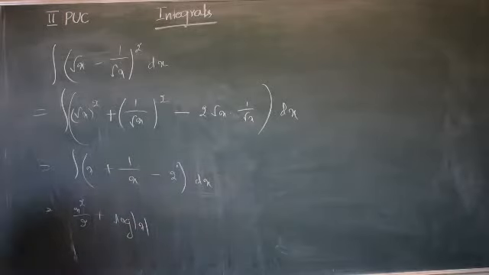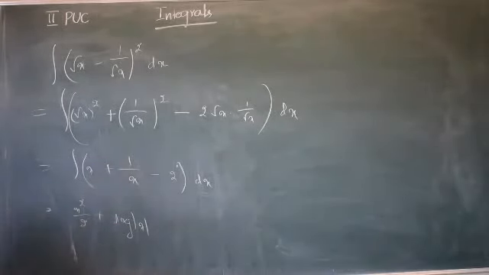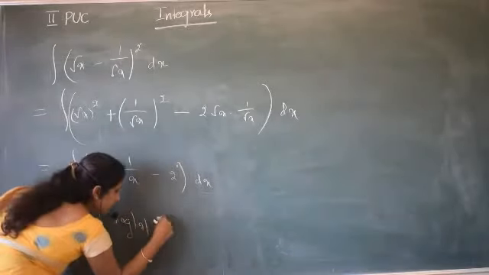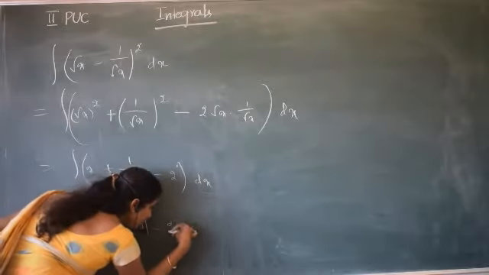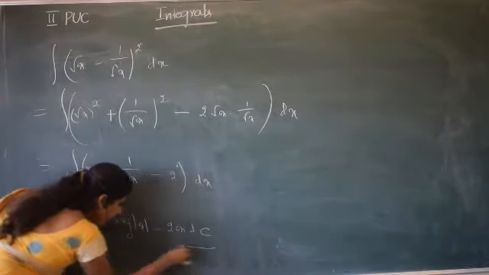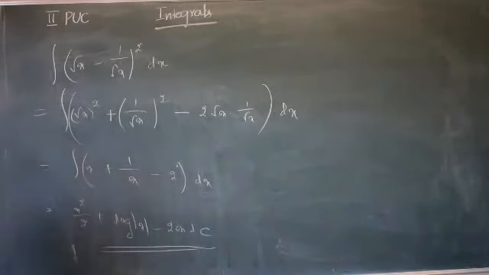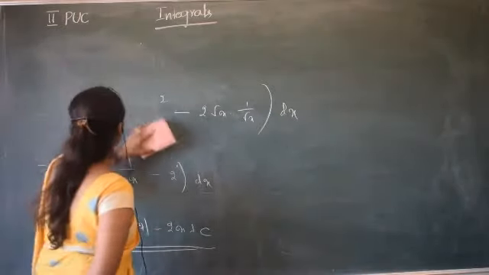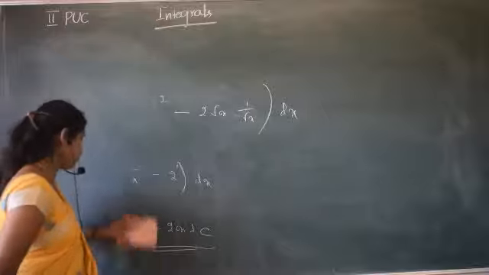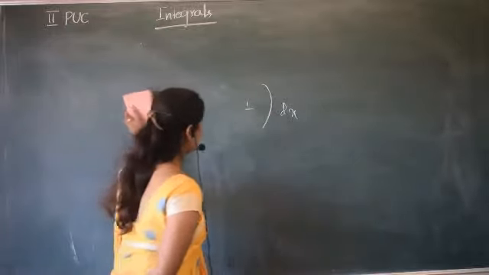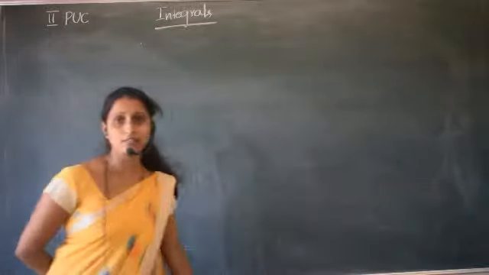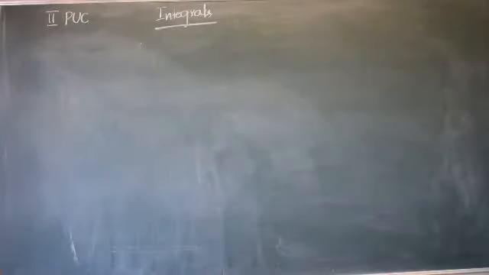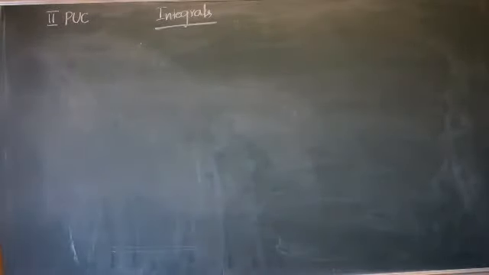Then minus 2 is a constant, so the integral will be minus 2x, plus c. Now you have understood how to find the integral value of functions, that is also algebra of functions. I'll solve some of the problems of the exercise and the remaining you can solve yourself.